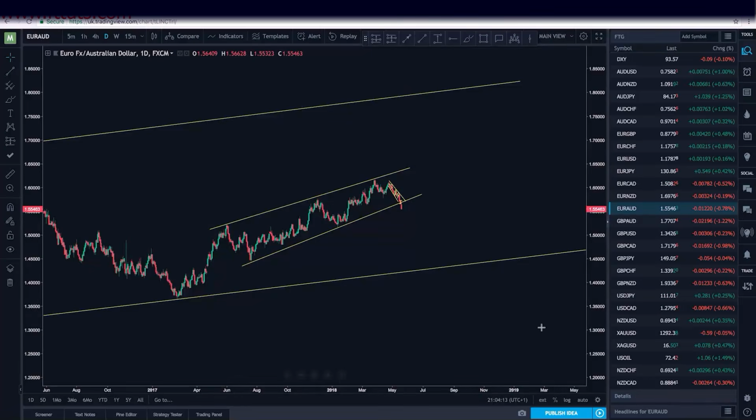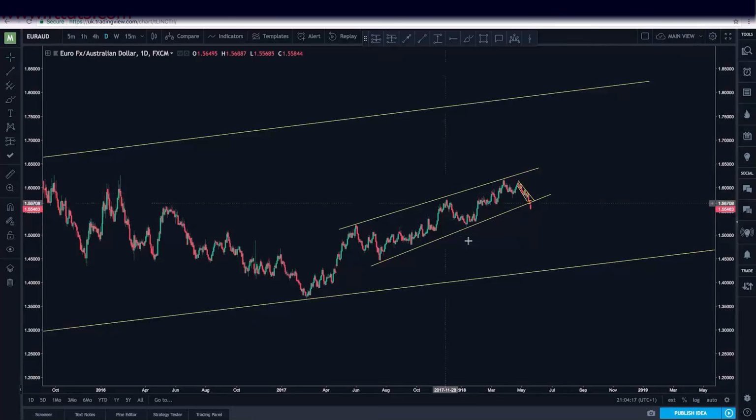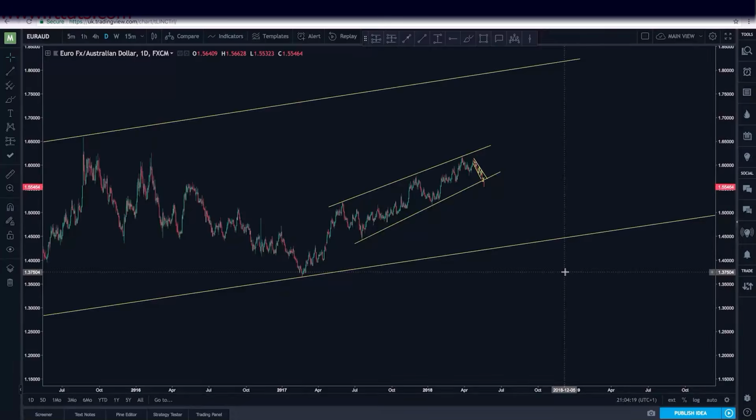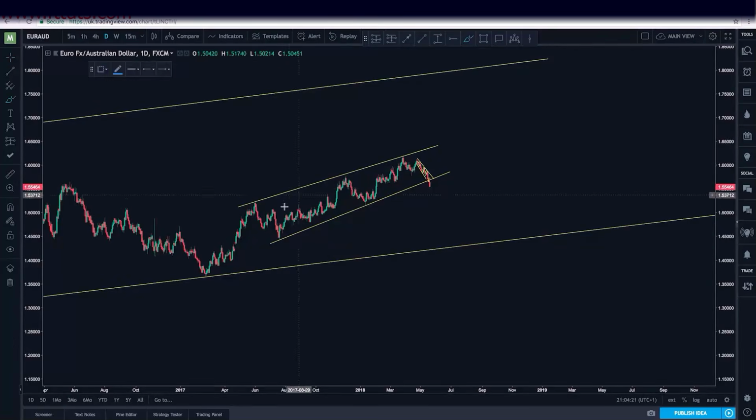So as you can see with the price structure here, with the euro over the Australian dollar, we know from understanding pattern identification that we have this bigger structure here. We have the bigger ascending channel. We know a big ascending channel is a reversal type structure, so we're looking for this to come to the bottom of the correction. And as you can see, we've broken impulsively out of that structure.